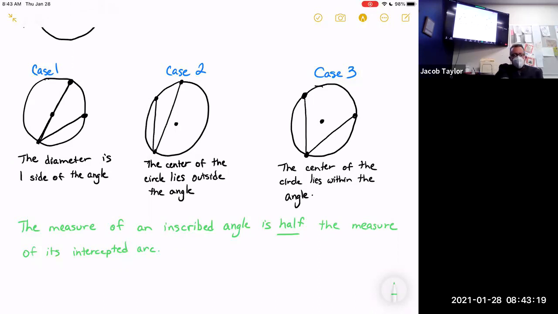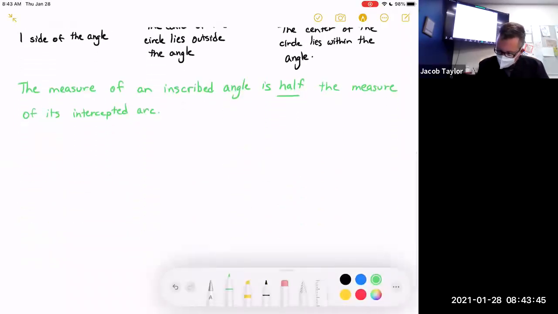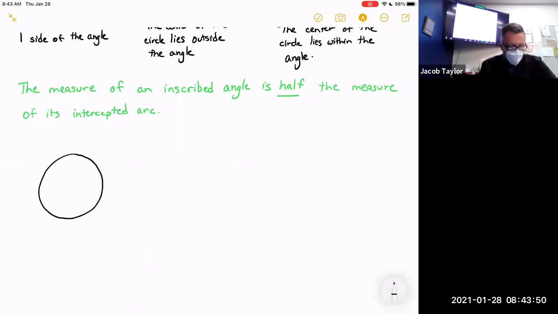So an inscribed angle is what happens whenever you have two chords that form an angle. Two chords forming an angle is an inscribed angle. Two radii forming an angle is called a central angle. There's another possibility that we haven't talked about. What if your angle is formed by one chord and one tangent? That's not what it's called, but you can call it that if you want to.